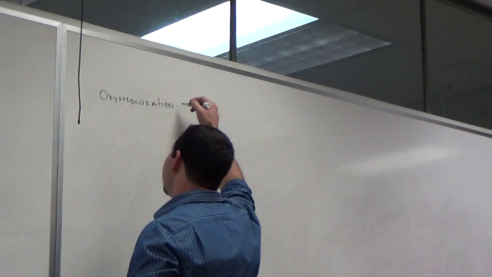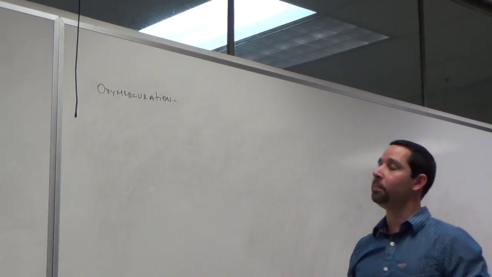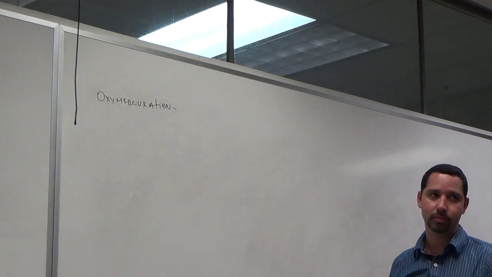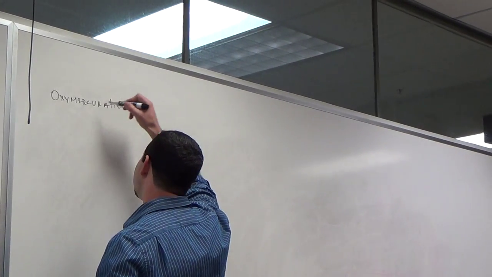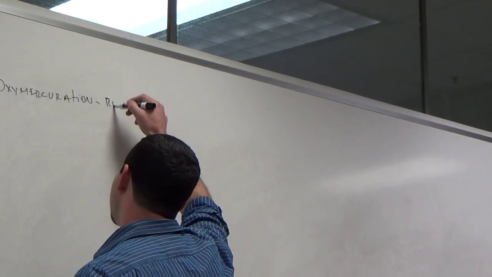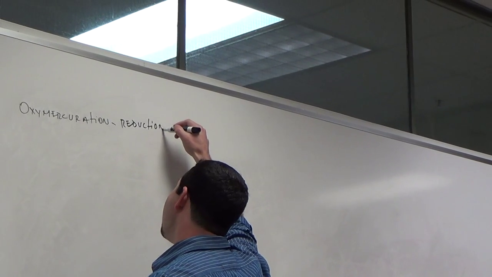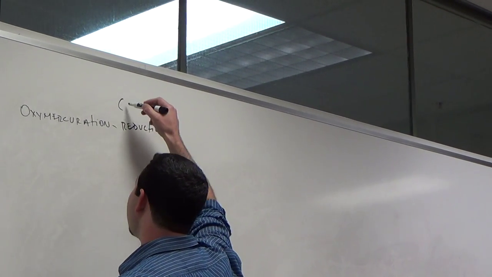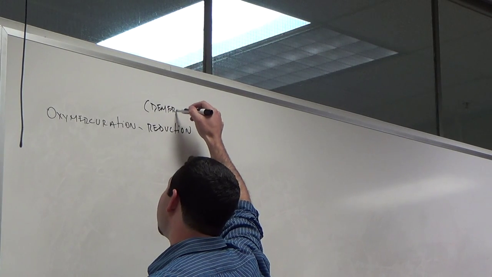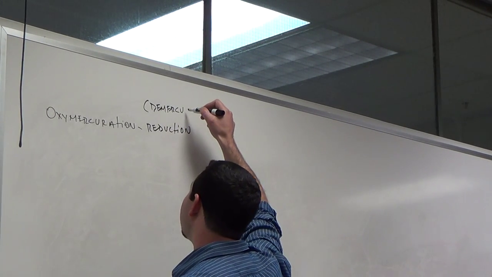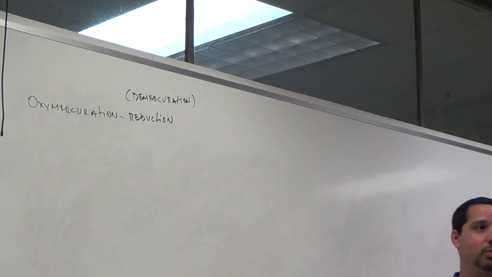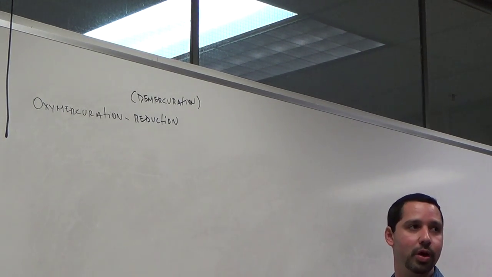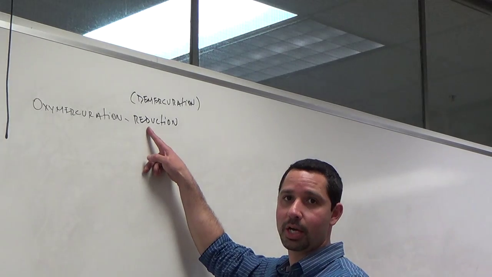Now, back in the days when I went to school, this was called oxymercuration, demercuration. Now the book likes to call this oxymercuration reduction, but you might find in another book oxymercuration demercuration. You're putting mercury in and then taking it out. The way you take it out is with a reducing agent, sodium borohydride. That's why the book says reduction.